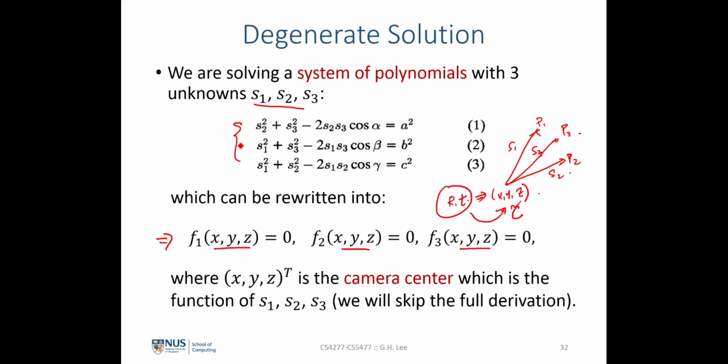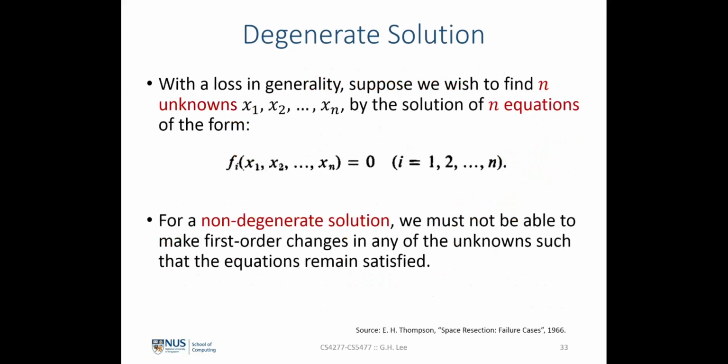We'll just take it that this can be reparameterized into a system of three polynomial equations in terms of the inhomogeneous coordinates of the camera center here. Then, without loss of generality, suppose that we want to find the solutions to a system of polynomial equations, which is written in a general form.